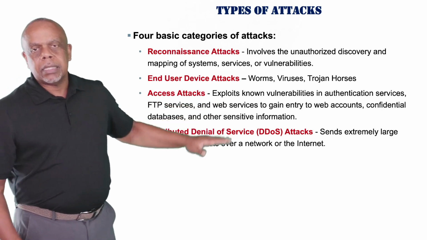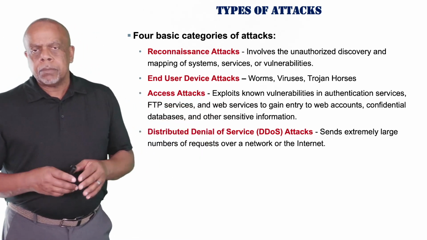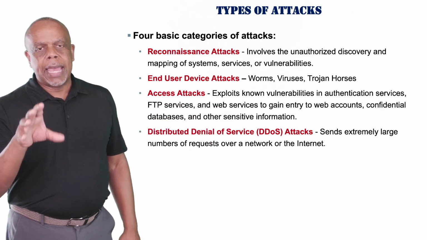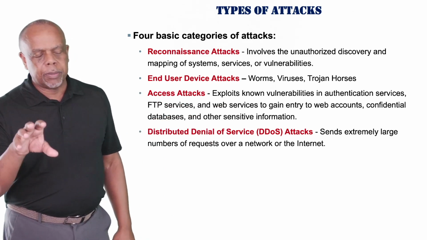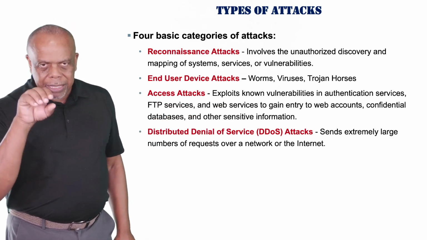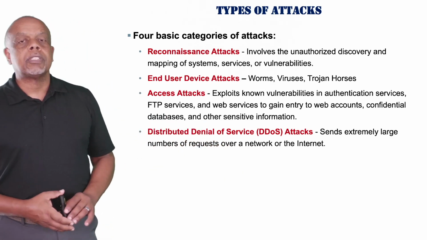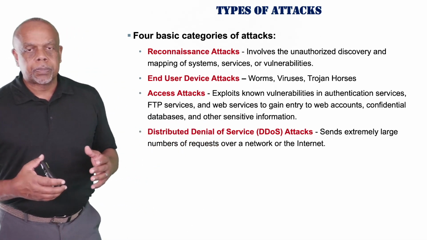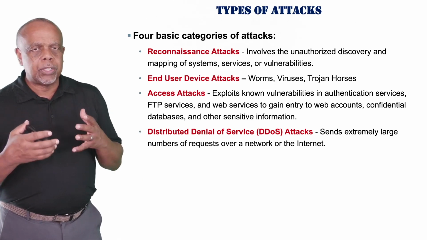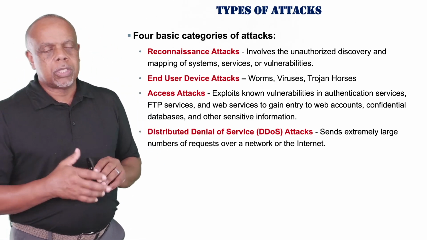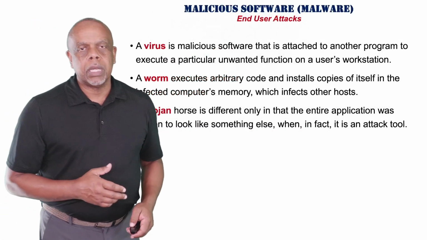Access attacks. This is where we're trying to exploit known vulnerabilities as ways to access confidential data or critical information on your network. We're trying to gain access. And DDoS, distributed denial of service attacks. That's when we want some way of trying to impact availability so that the system is not available when we want to use it.